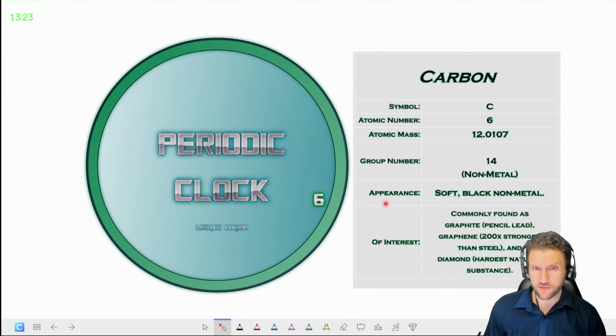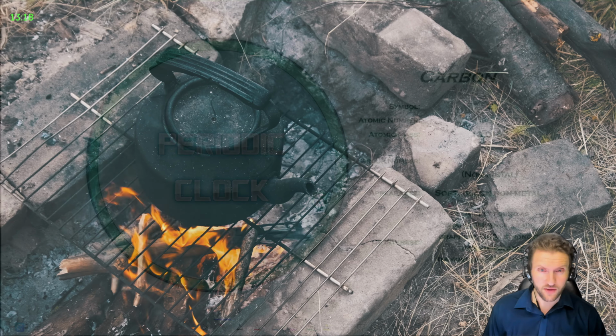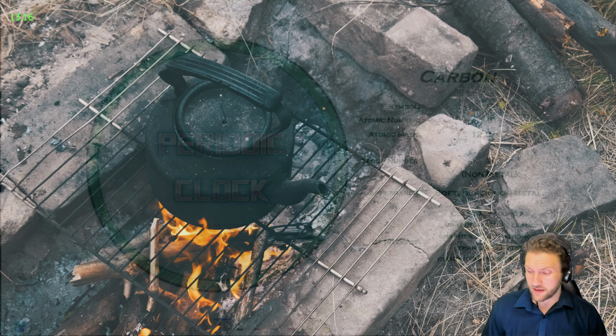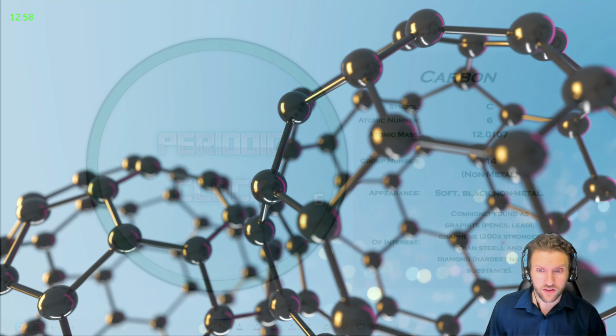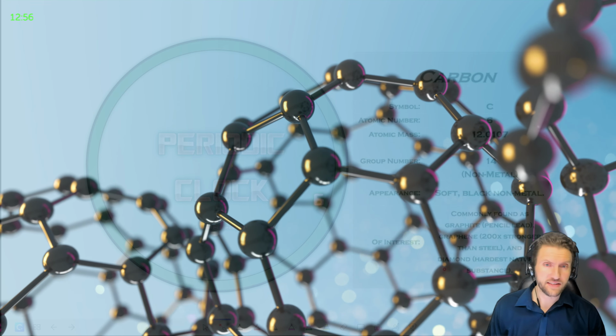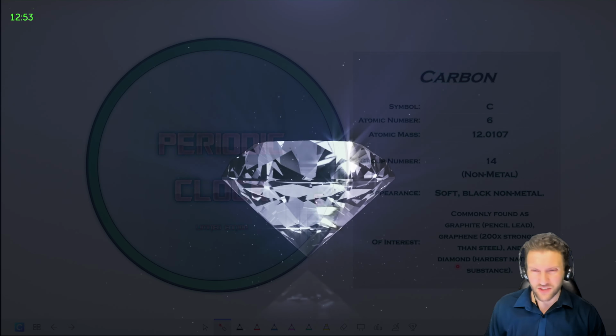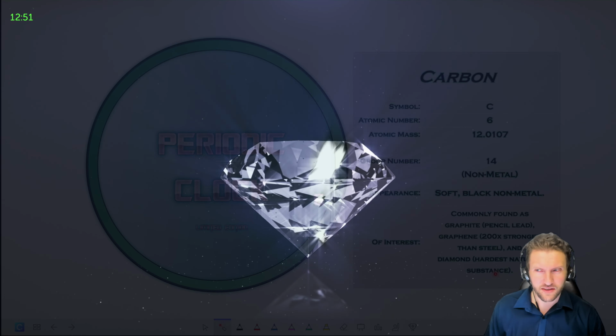In terms of appearance, well, you've seen this one before for sure. Think of something like soot after maybe a fireplace is burnt up. Soft, black, and it's a non-metal. Very important in terms of properties, can be quite soft, but obviously you know about some of the common uses. The classic ones would be things like pencil lead, not this pencil, another pencil. You also have things like graphene, which is 200 times stronger than steel. That's pretty cool. And another classic example would be the diamond, which is actually the hardest natural substance. And it's made of carbon.